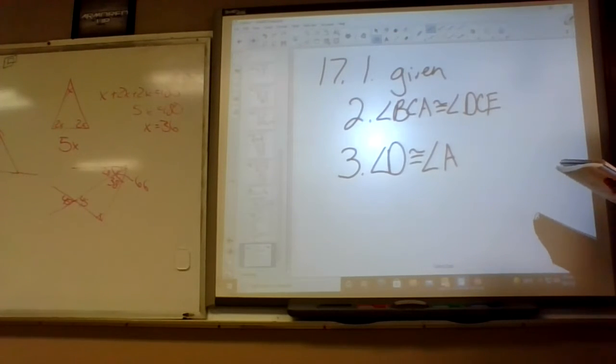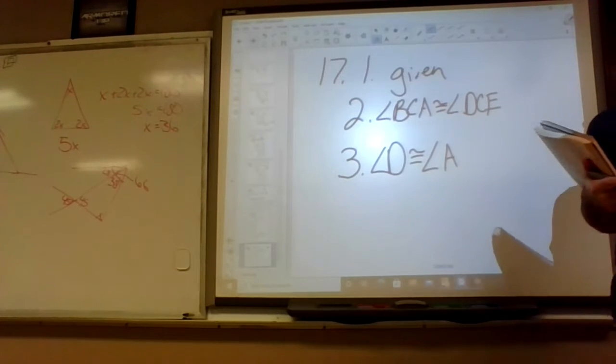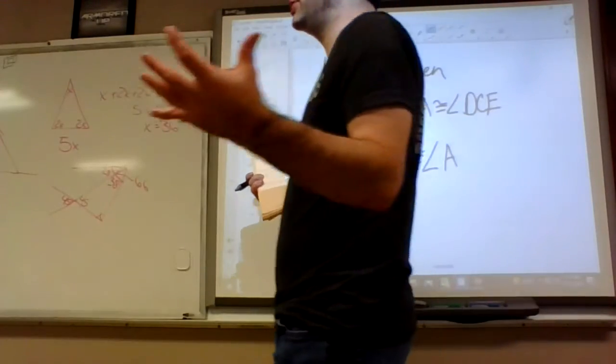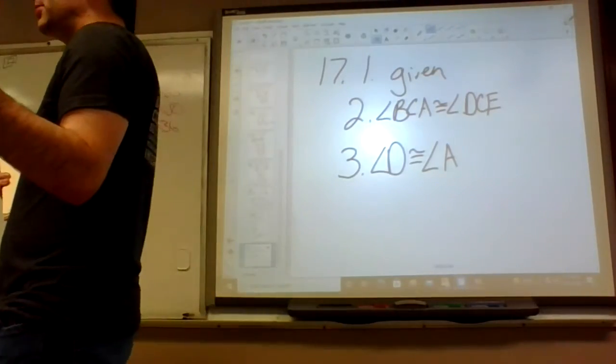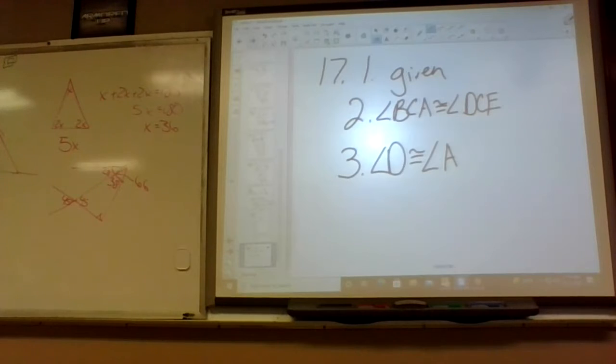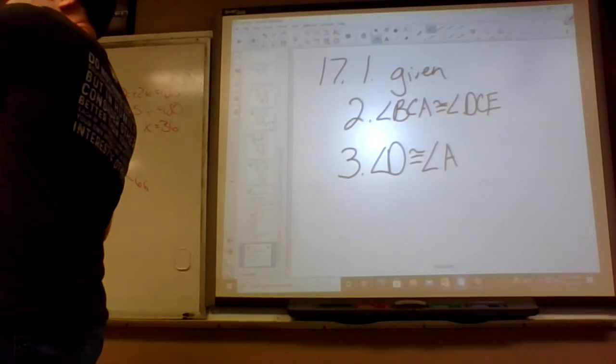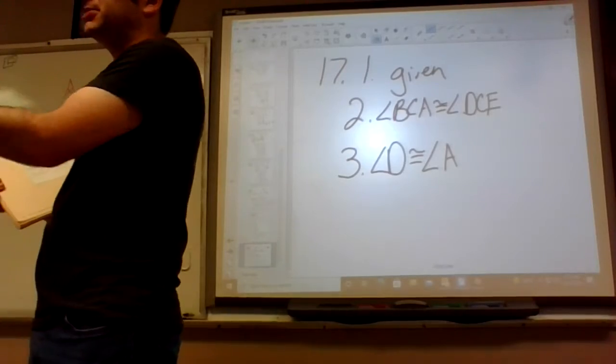Okay, we used this trick yesterday. If you know two pairs of angles in the triangles are congruent, then what do we know? The third pair has to be congruent. Right? Like if this has 70 and 80, and this has 70 and 80, the third pair has to be both 30.